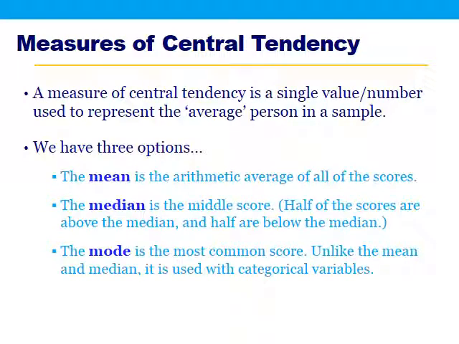The mode, as we'll see later, is used primarily with categorical variables, not continuous ones. So usually the mode tells us which category has the most people in it. But the mode, generally speaking, is the most common score, the score with the highest frequency. Or if you're thinking about it in terms of a histogram, the mode is going to be the tallest bar on our histogram.